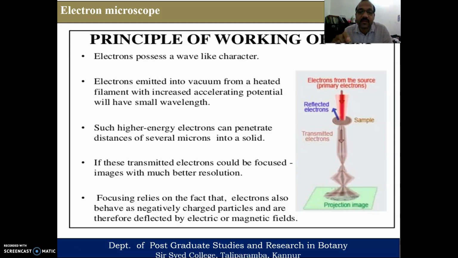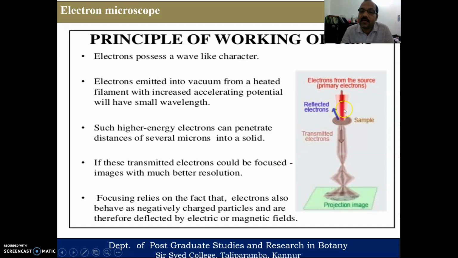If this transmitted electron could be focused, the image would have much better resolution. Focusing relies on the fact that electrons also behave as negatively charged particles and are therefore deflected by electric or magnetic fields.